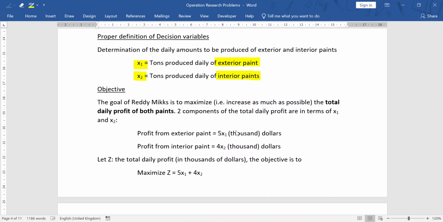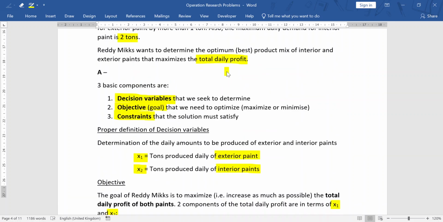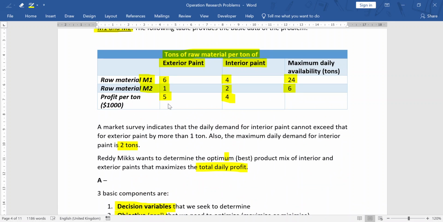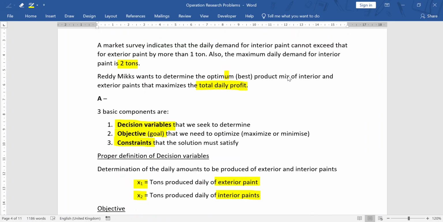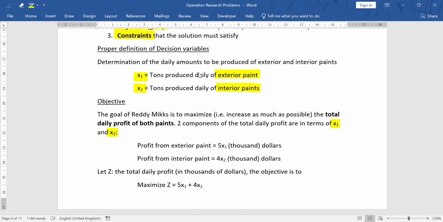So if we are manufacturing both the paints, we need to maximize the profit. How much are we going to produce according to our constraints so that we can finally maximize the end result? So the two components of the total daily profit are in terms of X1 and X2. We need to find the profit in terms of X1 and X2, because if you see in the table, we are given the profits in terms of tons of exterior paint and tons of interior paint.